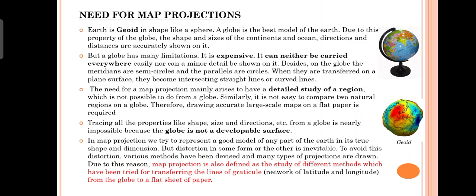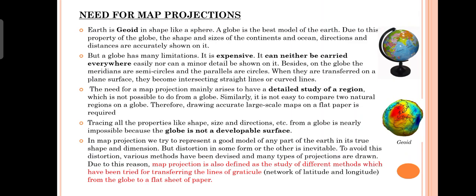And next one is that tracing all the properties like shape, size, and directions, etc. from a globe is nearly impossible because the globe is not a developable surface. In map projections, we try to represent a good model of any part of the earth in its true shape and dimension, but distortion in some form or the other is inevitable. To avoid this distortion, various methods have been devised and many types of projections are drawn.